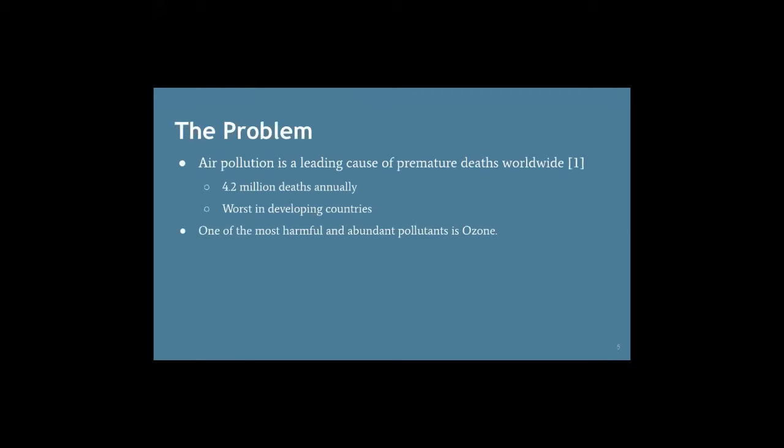All right, so before we get into the project, I'd like to provide some background information. So first, the problem itself. Air pollution is among the leading causes of premature deaths, causing approximately 4.2 million deaths worldwide each year. Among the causes of death in these cases are lung cancer, heart disease, and respiratory diseases, and one of the harmful pollutants is ozone.